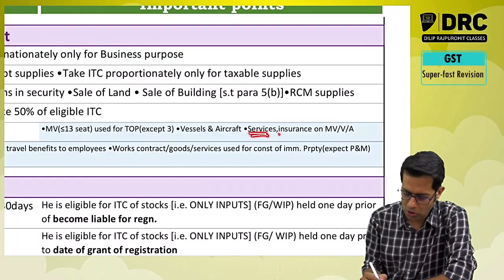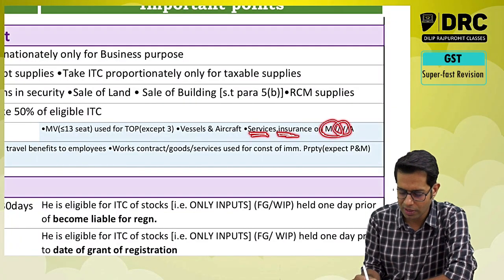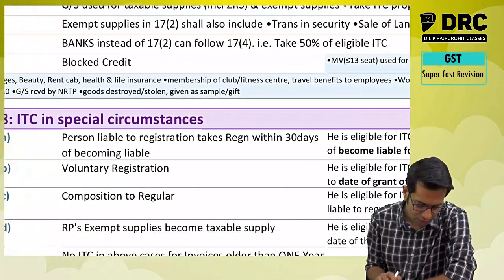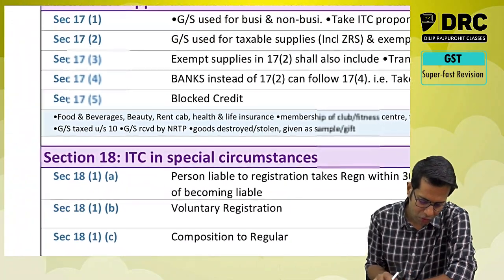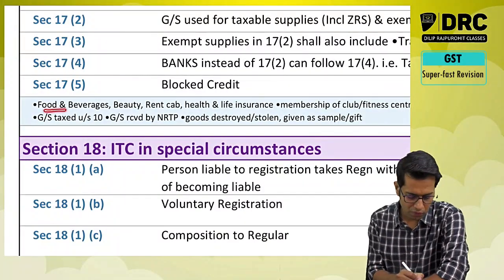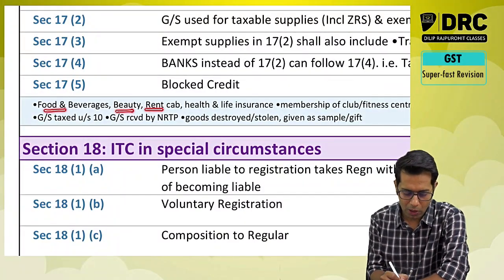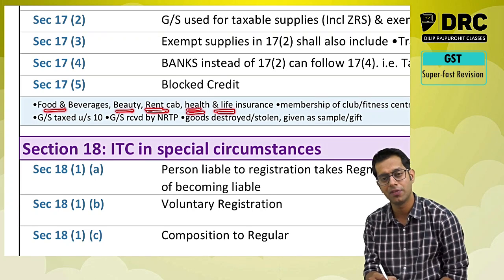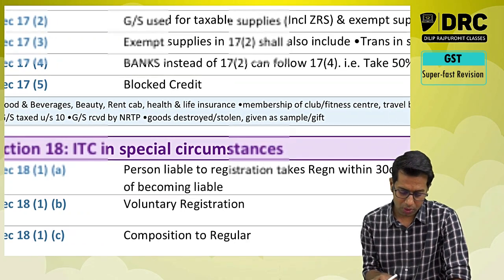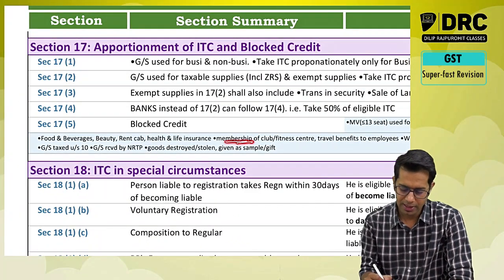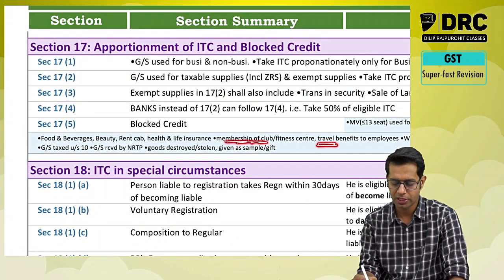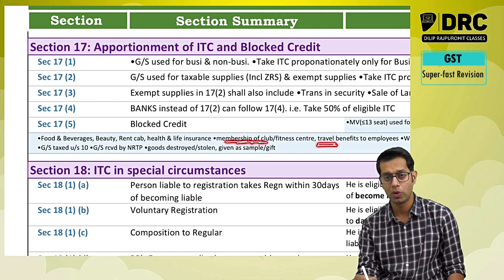Then you cannot take input tax credit on service cost, repairs cost, insurance cost for motor vehicles, vessels and aircraft. Further, you will not be allowed to take input tax credit on foods and beverages, beauty treatment, outdoor catering, renting cabs, etc., health insurance, life insurance, or membership of any health club, fitness center, or travel benefit extended to employees. You will not be allowed to take input tax credit on these items.